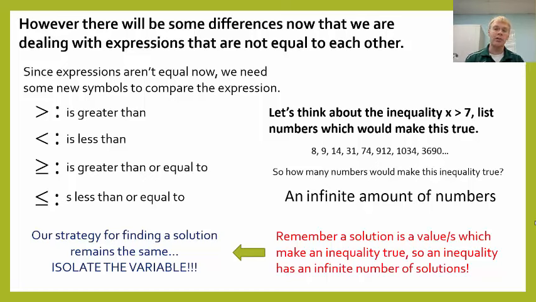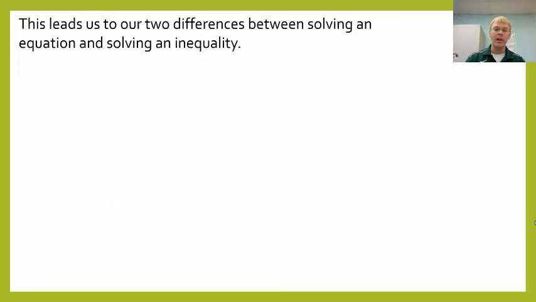Same as our single variable linear equations, we are going to be isolating the variable with our single variable linear inequalities. As we saw before, all of those steps, all of the strategy that we used to get x alone is going to stay the same. This leads us to two big differences, though, in our actual steps of getting the variable alone and to solve our inequality.